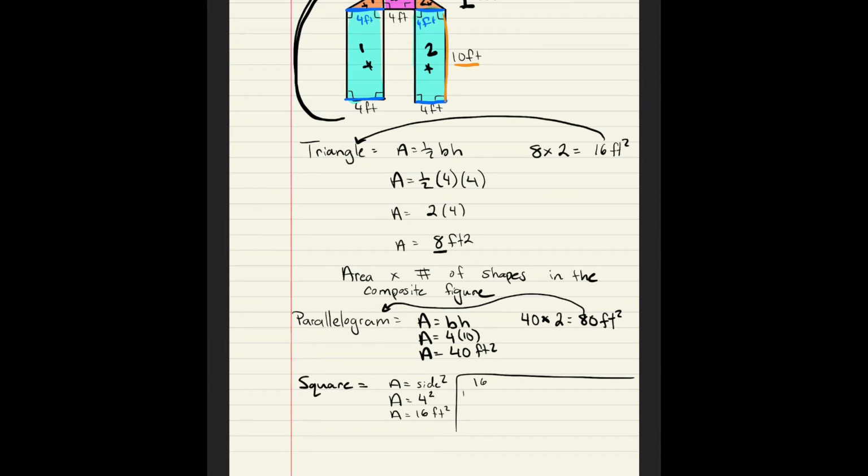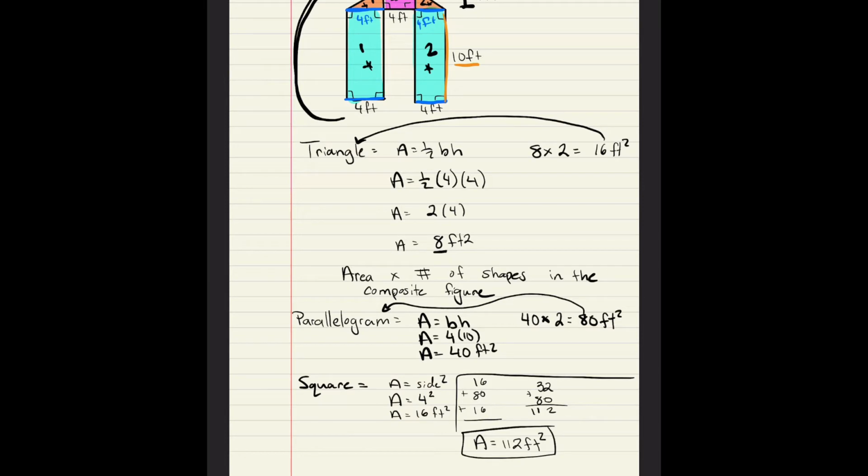So I'm going to add 16 plus 80 plus 16 because I need to combine all the areas I found, because I need to find the area for this entire shape. So 16 plus 16 is 32, and I can add 80 to that, which would give me 112. So the area equals 112 feet squared.